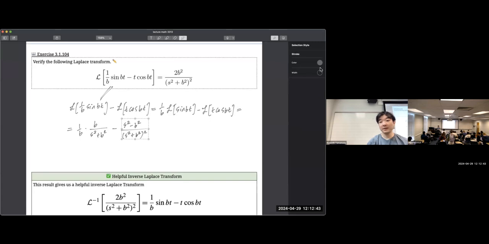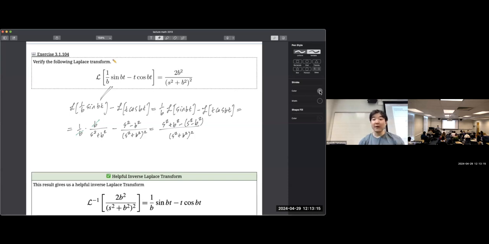And these b's cancel. And we're left with just, I'm going to combine this into one fraction. The common denominator would be this guy, because this guy's the squared one. And then this one has a 1 in the top, but it's missing an s squared plus b squared. And then this will be minus s squared minus b squared, because there's a minus right here.